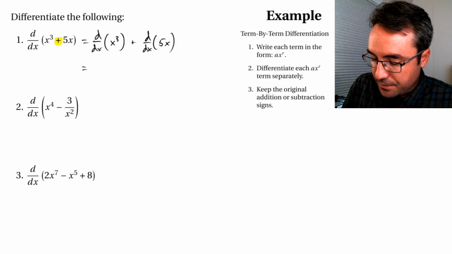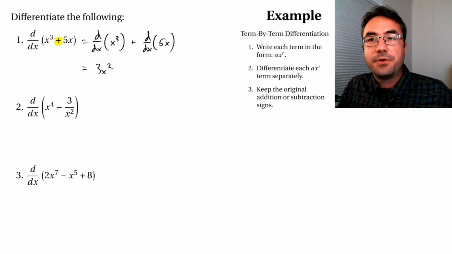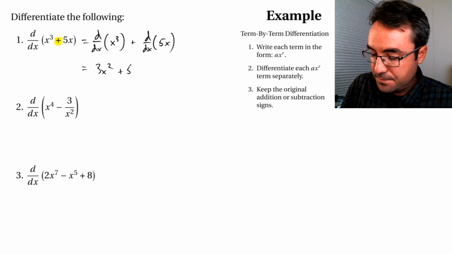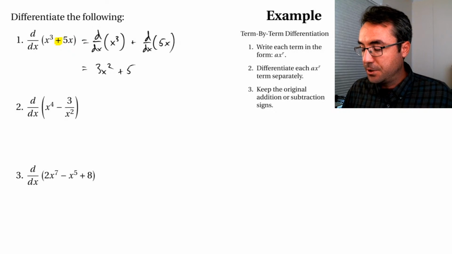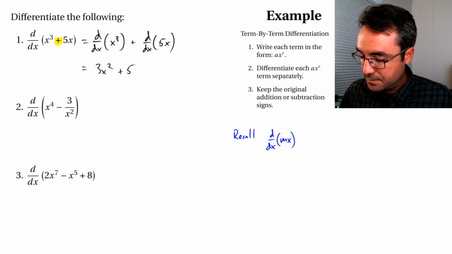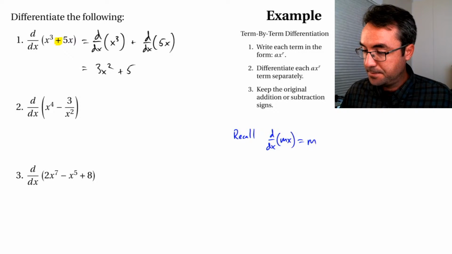And so the derivative of x cubed is 3x squared, and then the derivative of 5x is just 5. So it might be helpful just to recall that the derivative of mx, which we looked at right at the beginning, is just the slope. So it's just m.